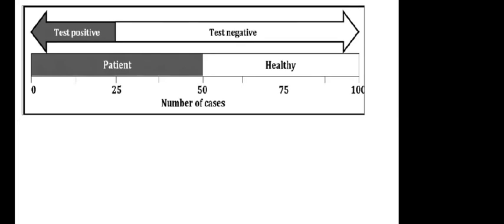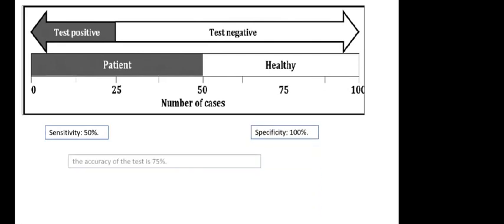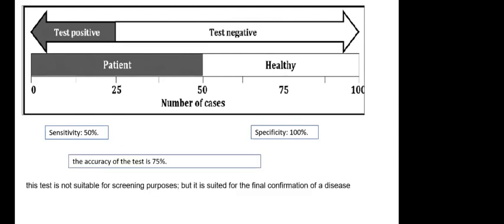On the same cohort, if the test result was positive in only 25 cases and negative in 75 cases, the sensitivity of the test will be 50% and the test is specific in 100%. The accuracy of the test is 75%. So this test is not suitable for screening purposes, but is suitable for the final confirmation of the disease.